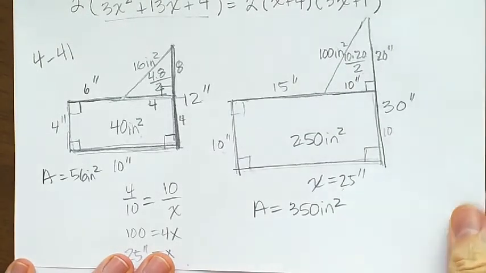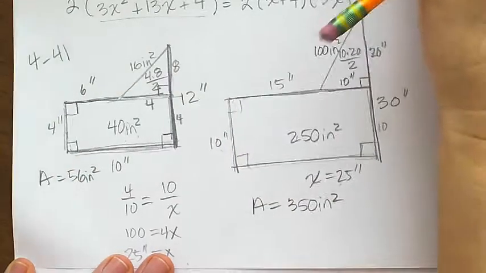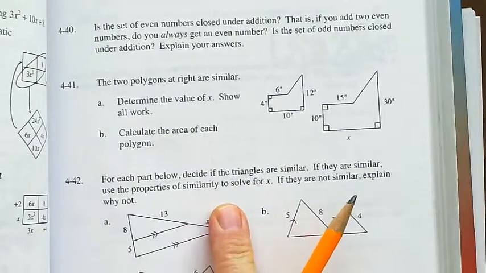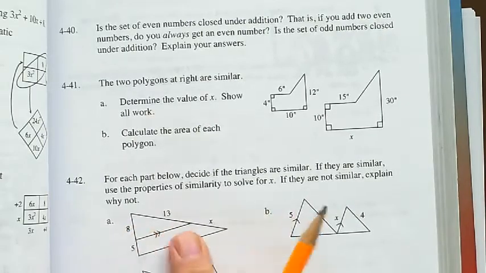Okay, the next one, I think I'll pause the video and sketch. Well, maybe I'll just keep the video running. Shouldn't take too long. Okay, it says to decide if the triangles are similar, and then if they are similar, use properties of similarity to solve for x. If they're not similar, explain why not.